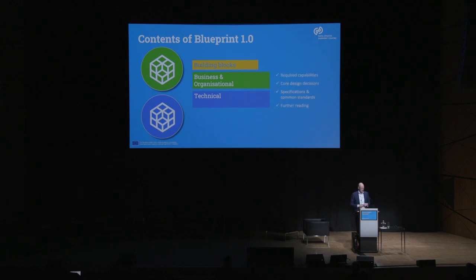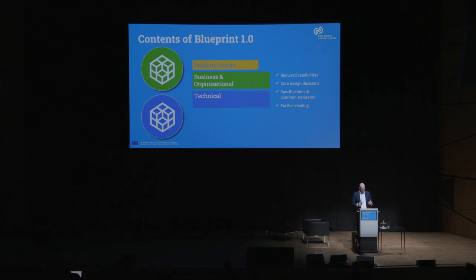But on both sides, we do a couple of things. We identify what kind of capabilities are needed for each of the building blocks. So what is needed if you want to do identity management? What is needed if you want to set up your business model? What is needed if you want to assess the legal conditions or the legal environment that your data space needs to work in? Then we identify the core design decisions.